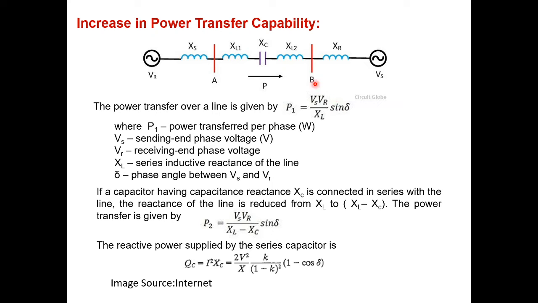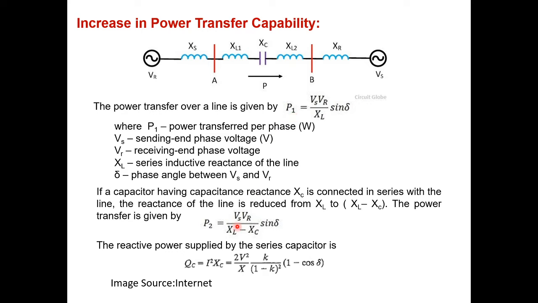When I would like to place one capacitor here, there is some change in the power, that it is Vs into Vr by XL minus Xc. Try to replace that XL with the help of Xc. What's that? Xc is nothing but the reactance. XL stands for inductive reactance. Xc stands for capacitive reactance. These are the two powers we have.